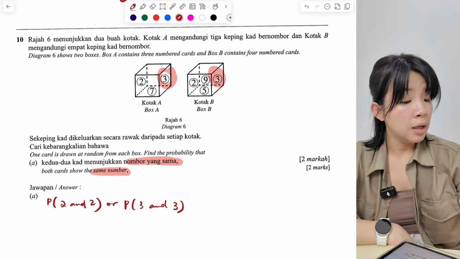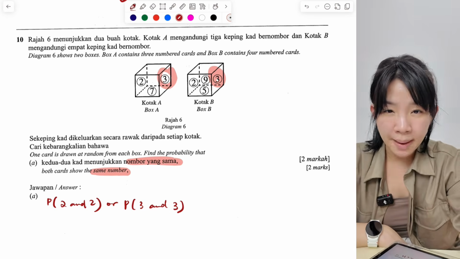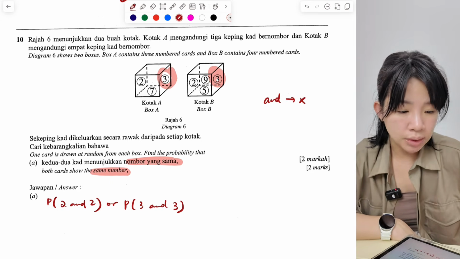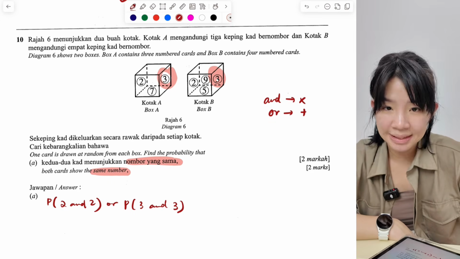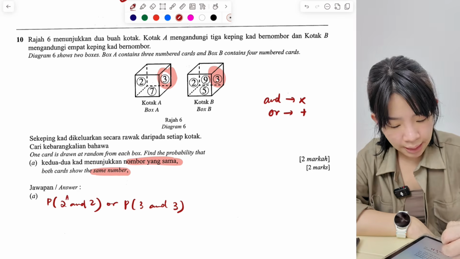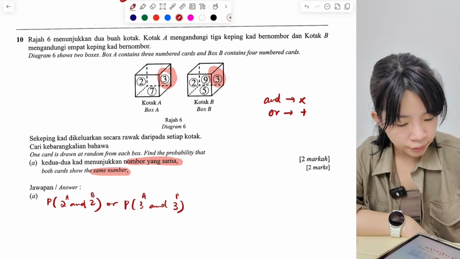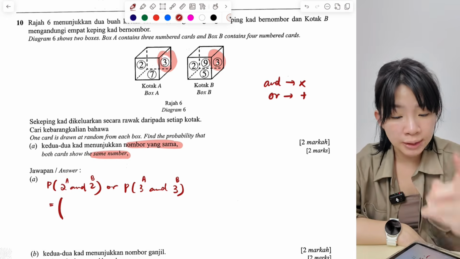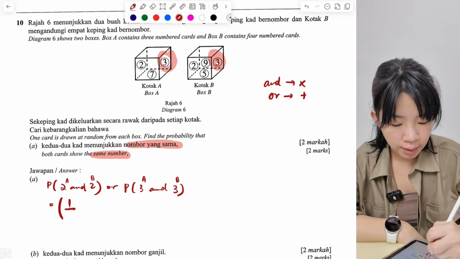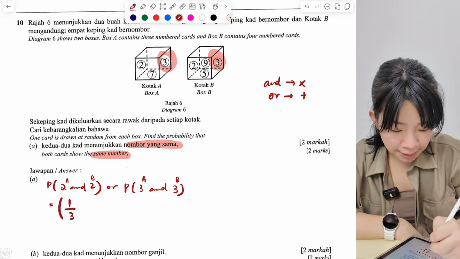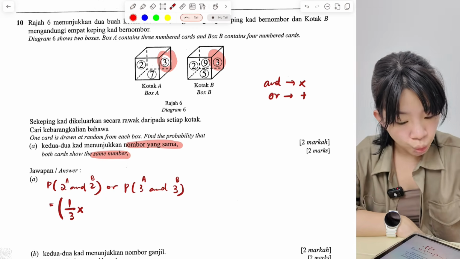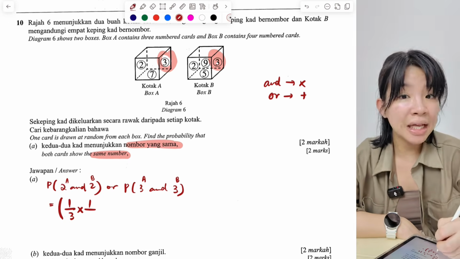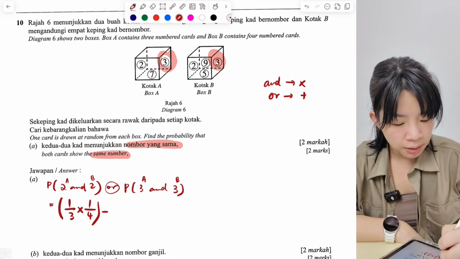Okay, do we have other same numbers? Don't have already. Now, for probability, always remember, when you see 'and', it means times. When you see 'or', it means plus. So now, this one A, this one B, this one A, this one B. Now, what is the probability of 2 in box A? There's only 1 card that is 2, over 3 cards total. 'And' means times. How about the number of 2 in box B? Also 1. So 1 over total cards, 4.